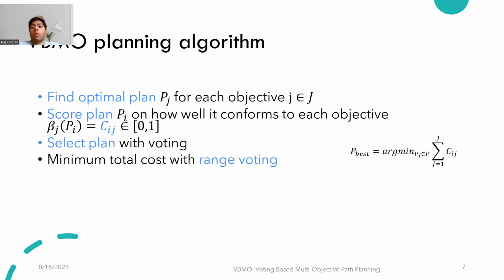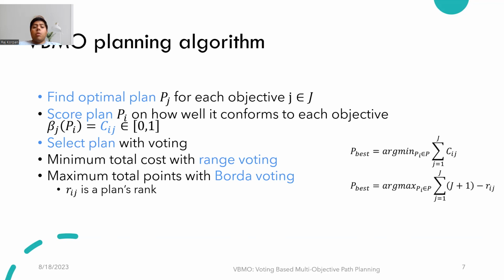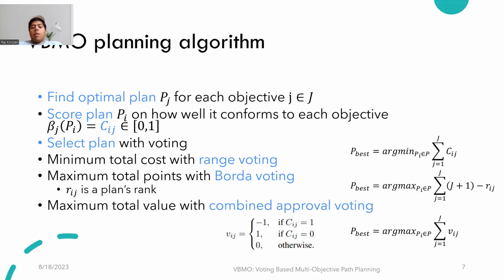Now here we have 3 different voting mechanisms. Range voting will pick the plan with minimum total cost. Borda voting uses ranking. So we take the scores, we rank them, and then we pick the plan with maximum total points based on the rank. The last one is combined approval voting. It assigns a value of -1 to plans that do not conform to an objective maximally, 1 to those that maximally conform to that objective, and 0 to the plans that are in between. And so it will then select the plan with the maximum total value. Any ties are broken in.